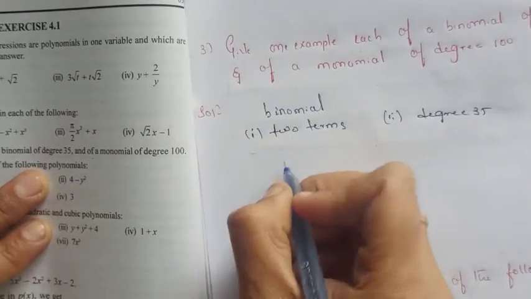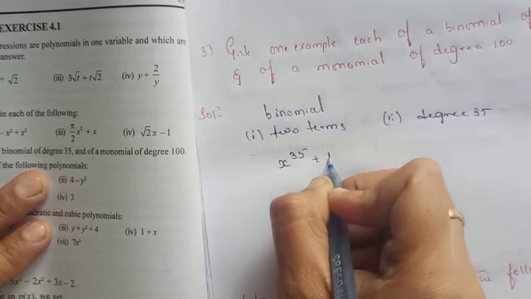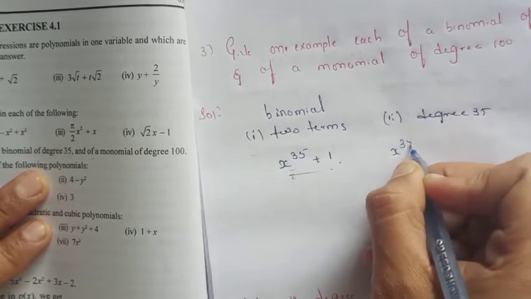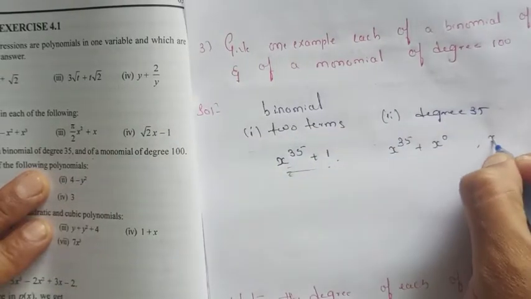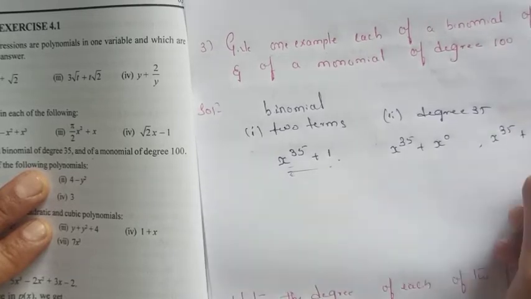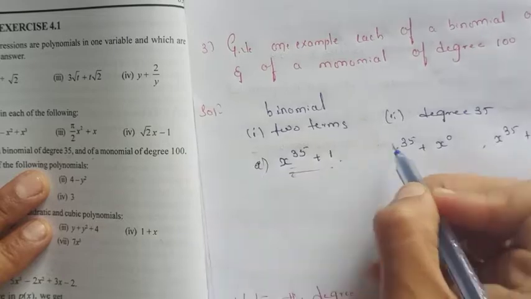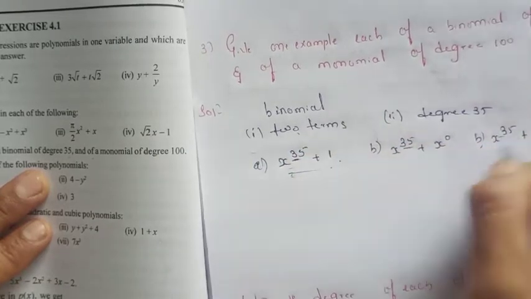For example, x^35 plus 1, which has 2 terms. Yes, or x^35 plus x^0, or x^35 plus x^34. It should contain 2 terms. These are examples of a binomial with degree 35.